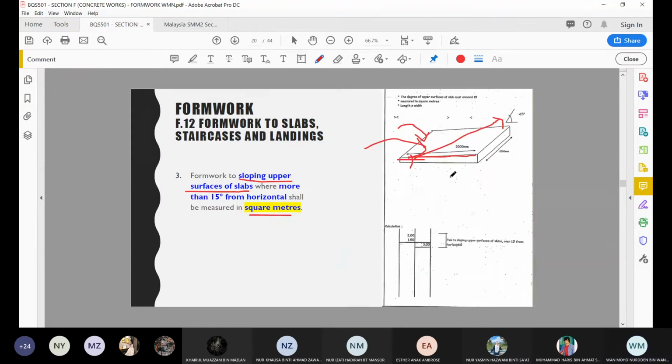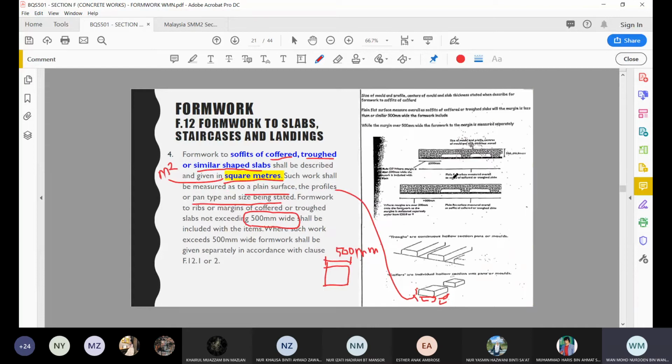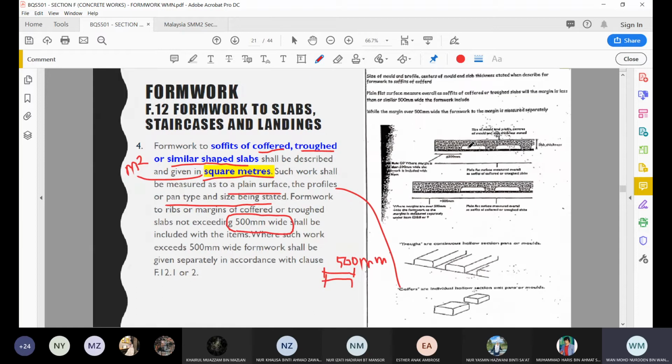Okay. Sebab by nature, the formwork ataupun the size of the coffered ataupun trough tu, it should be small lah. Sepatutnya kecil saja. Tapi kalau dia luas dia lebih daripada 500 mm, it should be measured separately lah. Okay. Kalau kurang, dia boleh di-combine all together. Tapi nanti kita ada contoh yang dia akan tengok lah. Okay, kita tengok ayat penerangan dia kat sini.